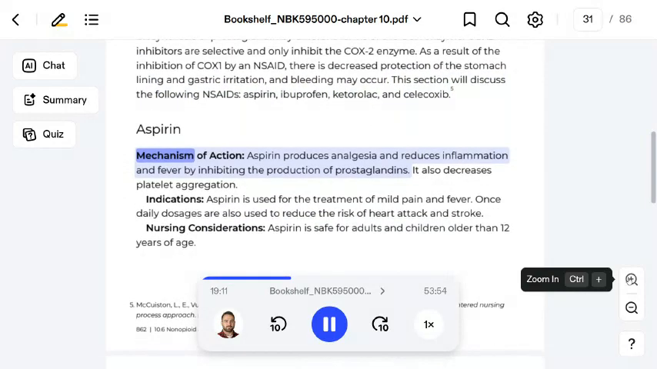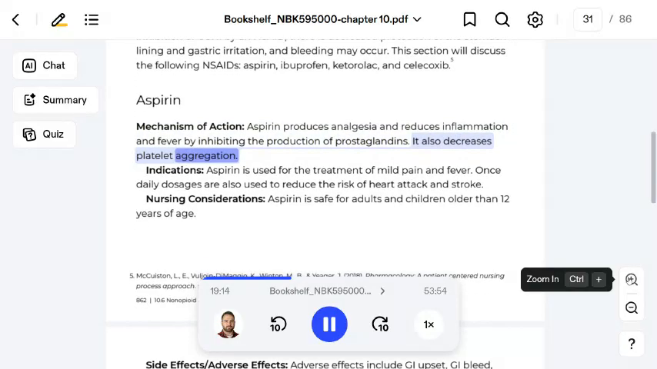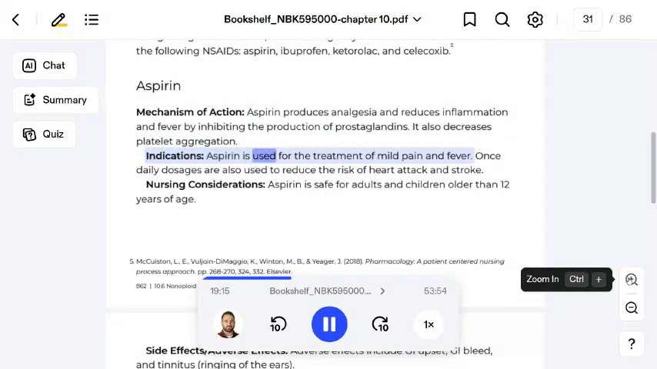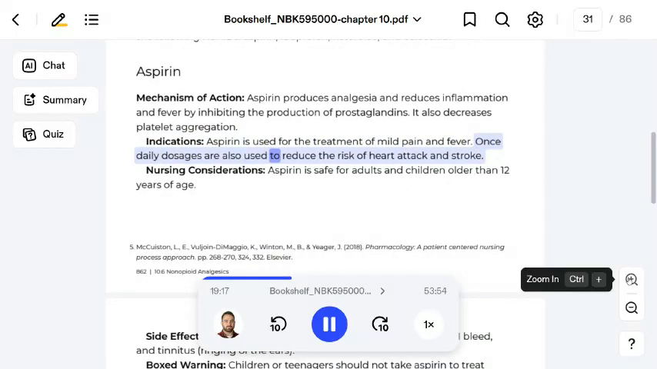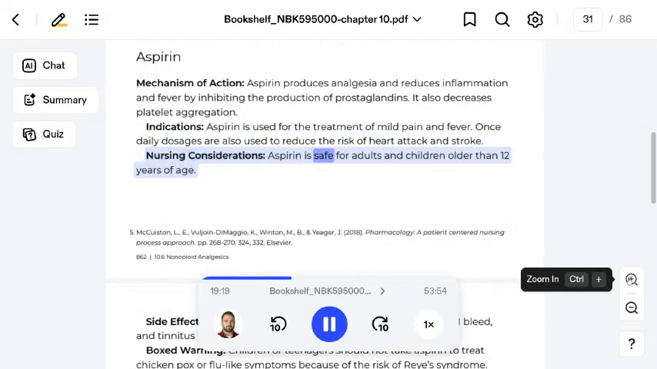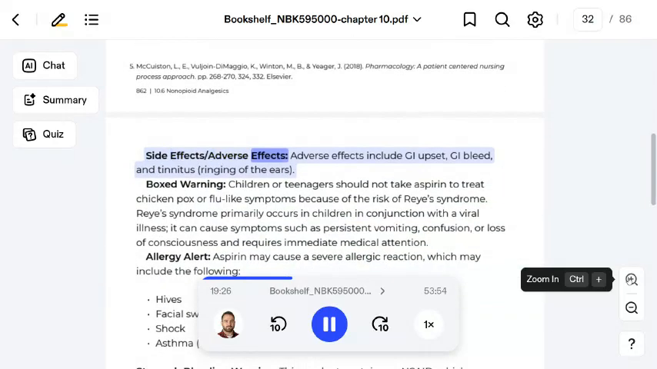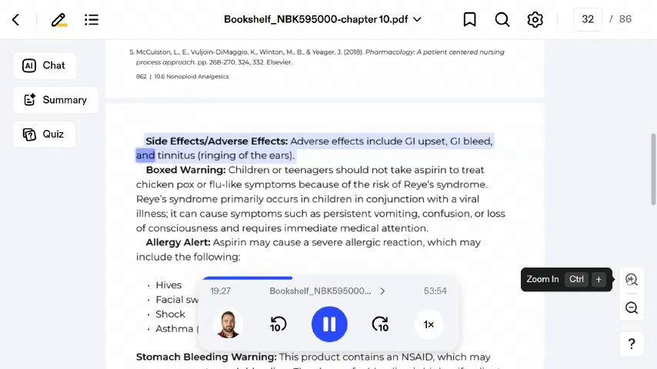Aspirin. Mechanism of action. Aspirin produces analgesia and reduces inflammation and fever by inhibiting the production of prostaglandins. It also decreases platelet aggregation. Indications: aspirin is used for the treatment of mild pain and fever. Once-daily dosages are also used to reduce the risk of heart attack and stroke. Nursing considerations: aspirin is safe for adults and children older than 12 years of age. Side effects: adverse effects. Adverse effects include GI upset, GI bleed, and tinnitus.